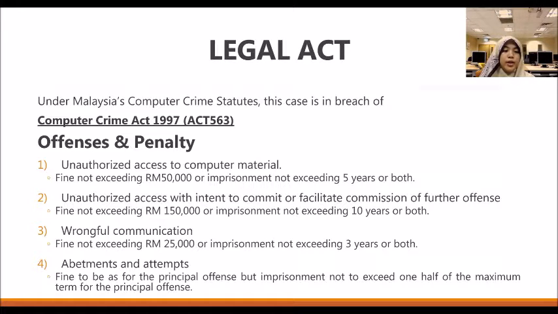Third is wrongful communication: fine not exceeding 25,000 ringgit or imprisonment not exceeding 3 years or both. And then abetments and attempts: fine to be as for the principal offence but imprisonment not to exceed 1/2 of the maximum term for the principal offence.